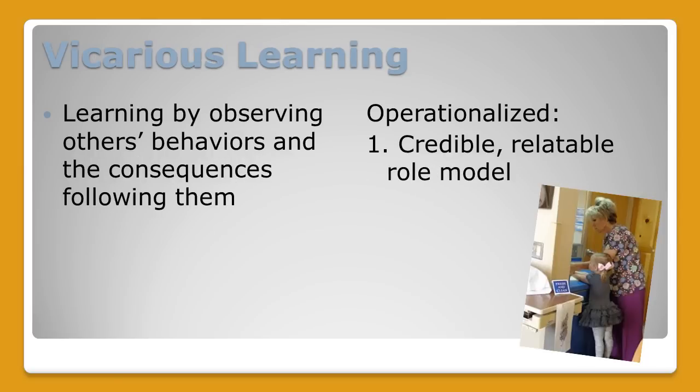Vicarious or observational learning is an environmental external factor of social cognitive theory. This is learning by observing others' behavior and the consequences following that behavior. A participant can watch someone else and reproduce the same behavior. If someone sees another person perform that behavior successfully, then he or she is also likely to succeed as well. According to social cognitive theory, this concept is conditional. The modeling individual must be a credible, relatable source.